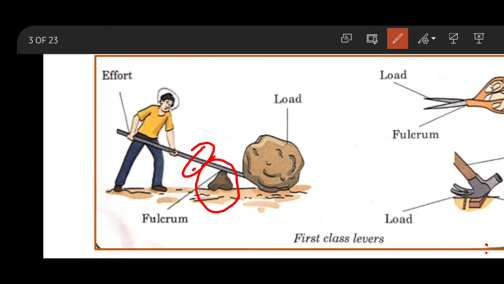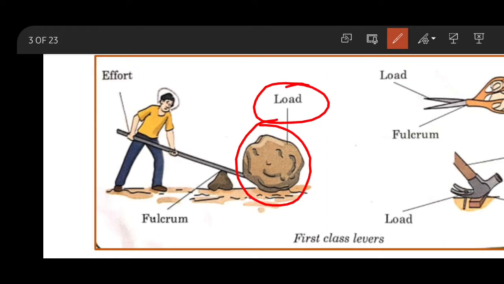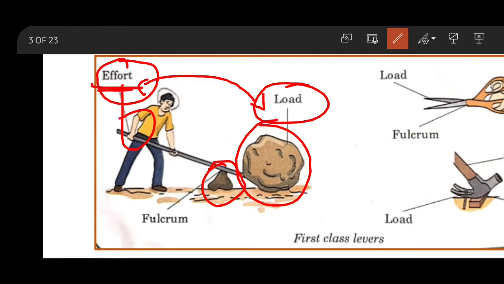So in this picture, the man is trying to move a large rock with a pole. So here the rock is the load. The point on the small stone where the lever is resting is the fulcrum, and it is between the load and the effort. As you can observe, at this end is the effort. The man is trying to move a large rock with the pole, so he is making an effort. This is the point of effort, and here is the load. So the fulcrum is between the load and the effort. This is said to be the first class lever.